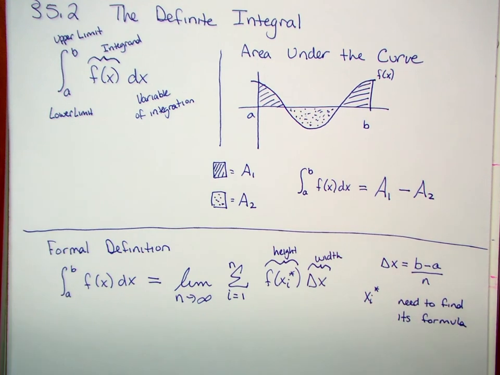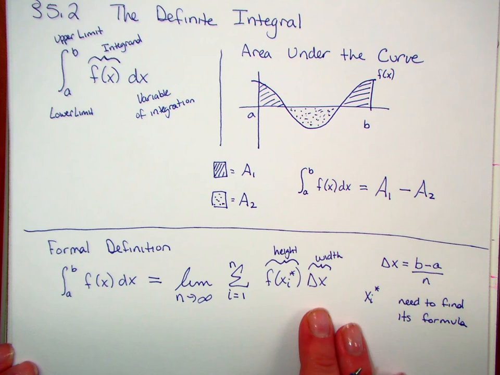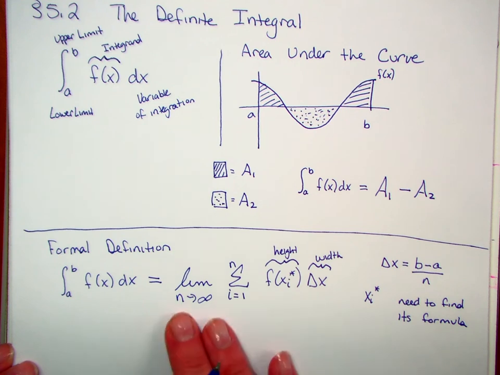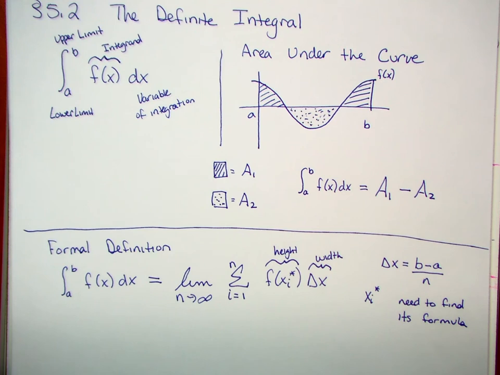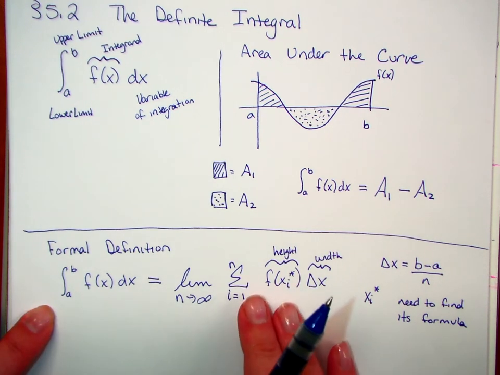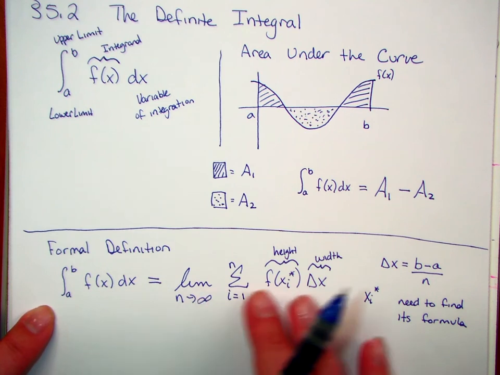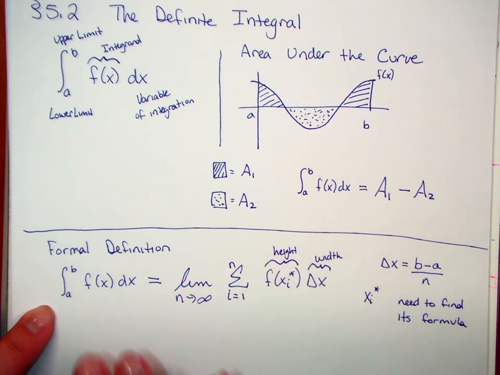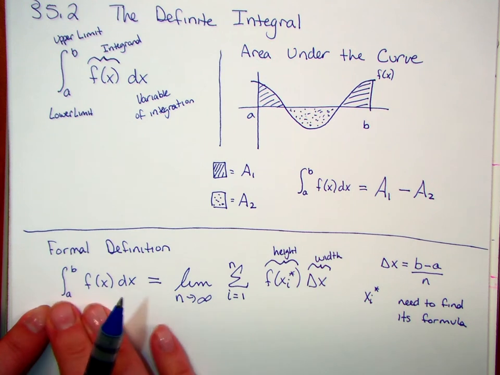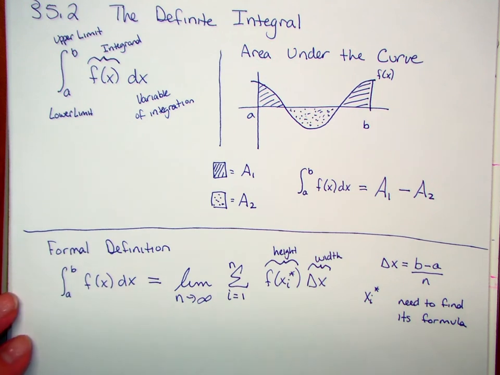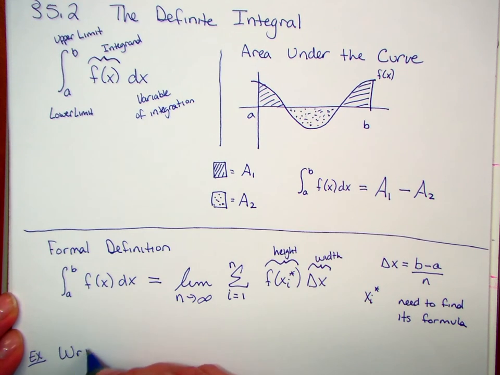First, I'd like to get used to this formal definition. I'm going to give you some limits, and we're going to write each as its integral form. We're going to go from the right back to the left just to get used to seeing this. And then I do have at least 5 examples of how to calculate this integral using the formal definition. So first, let's write each of these as a definite integral.